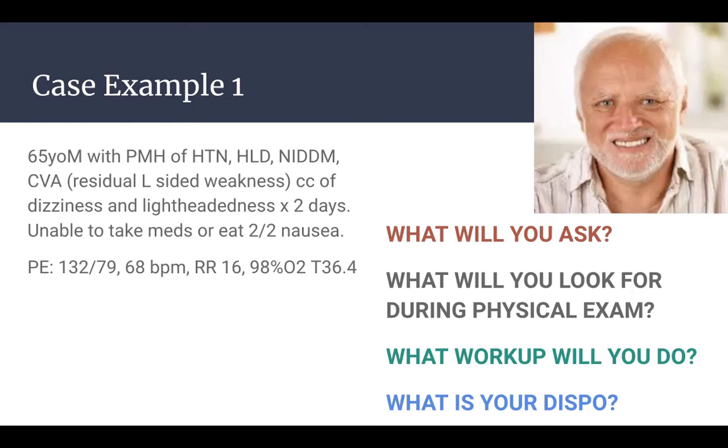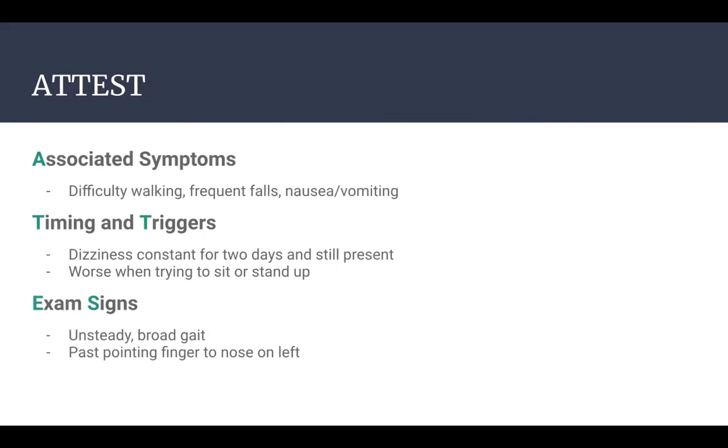And what will your disposition be? Let's use the ATTEST algorithm to go through this case. So when you ask about associated symptoms, he does say he's had difficulty walking during this 2-day time period, and he's been falling, and he feels like he's falling more often to one side. He's also had significant nausea and vomiting.